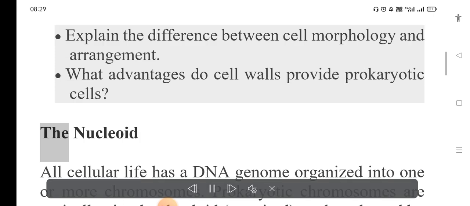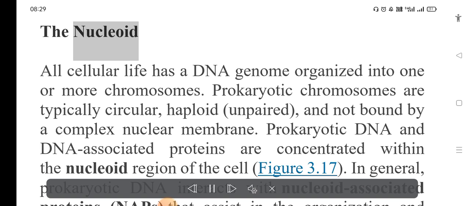The nucleoid. All cellular life has a DNA genome organized into one or more chromosomes. Prokaryotic chromosomes are typically circular, haploid, unpaired, and not bound by a complex nuclear membrane.